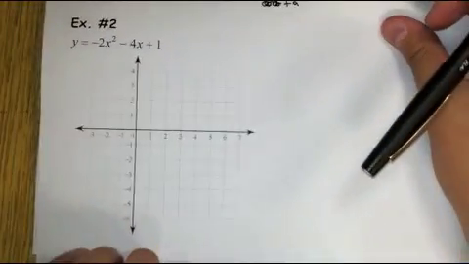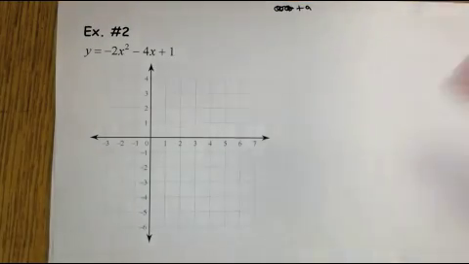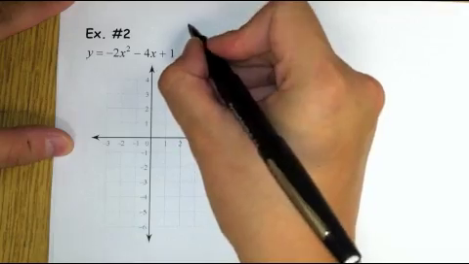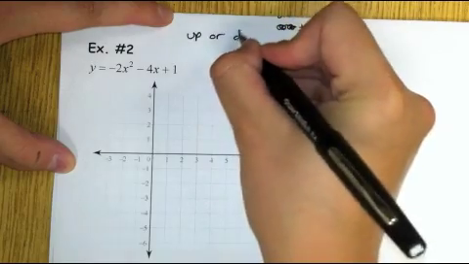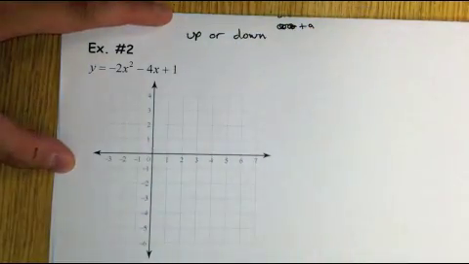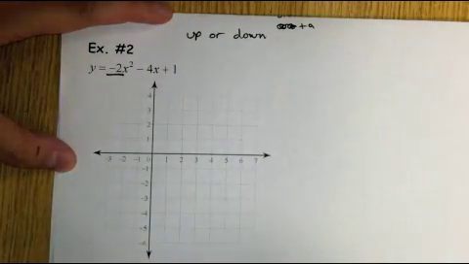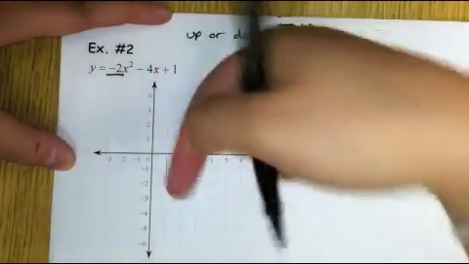Let's take a look at another one. Let me fold that over for you guys so you can see. All right, go ahead, write that down. What do we need to find first? Okay, well, let's pick out some obvious things. Let's go through our definitions again. Up or down? What do you got to look at? -2. It's negative. Negative A means it goes down.